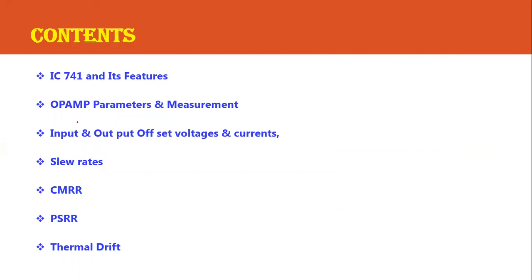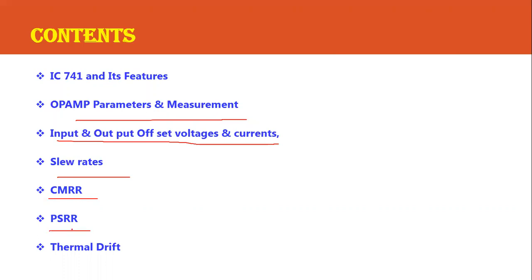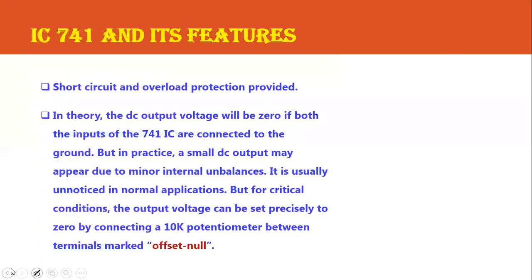Next, op-amp parameters and measurement: input and output offset voltages and currents, slew rate, CMRR, that is common mode rejection ratio, PSRR, that is power supply rejection ratio. Here we have mentioned this as supply voltage rejection ratio also, that is SVRR, and thermal drift. Next, what is this IC741 and its features?